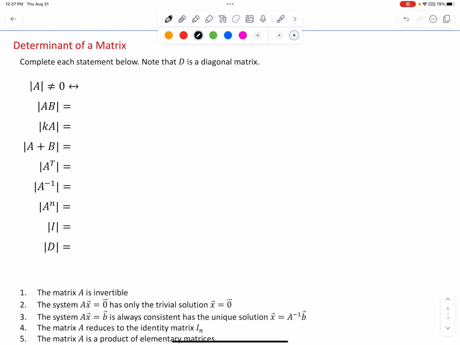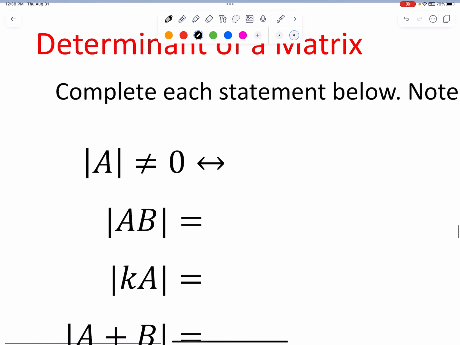Complete each statement below. Note that D is a diagonal matrix. Okay, now I'm not going to necessarily prove all that we're about to say. We might make a few arguments or a few justifications for some of them. But here we go. If you have the determinant of a square matrix and it's not 0, it means that matrix is invertible. And notice this is a double implication arrow. So these 2 statements are equivalent, meaning that if the matrix is invertible, its determinant will be non-zero, and vice versa. If the determinant is non-zero, it means the matrix will be invertible.